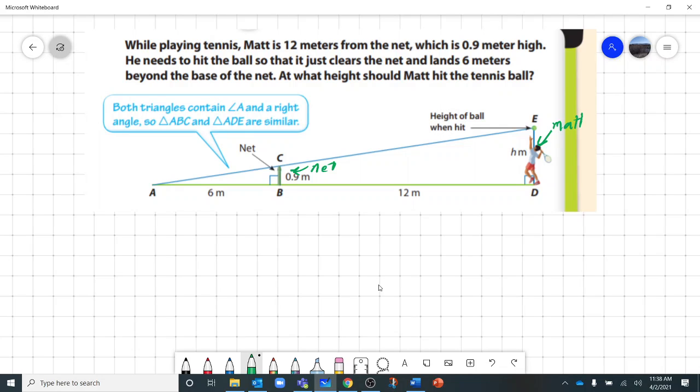And he needs to hit the ball so it just clears the net. So it's going to be right about here. It's going to roll over the top of the net at 0.9 meters high and land 6 meters beyond.